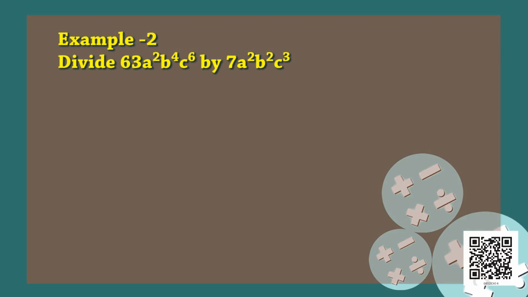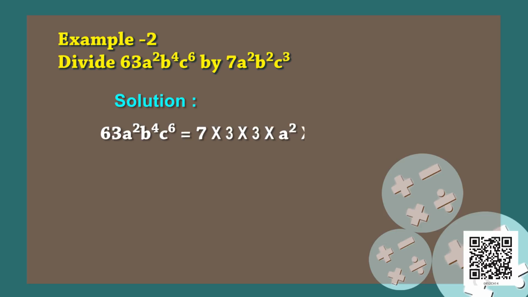Example 2. Divide 63 a square b to the power of 4 c to the power of 6 by 7 a square b square c cube. Just like in the previous problem, look at the first term, that is 63 a square b to the power of 4 c to the power of 6. The factors of 63 are 7 into 3 into 3, into a square, which you keep as it is, into b to the power of 4, which can be written as b square into b square, and c to the power of 6, which can be written as c cube into c cube.